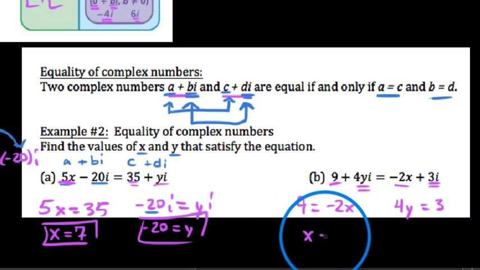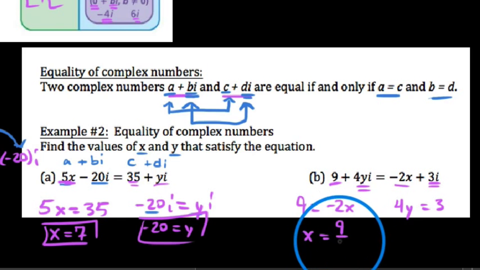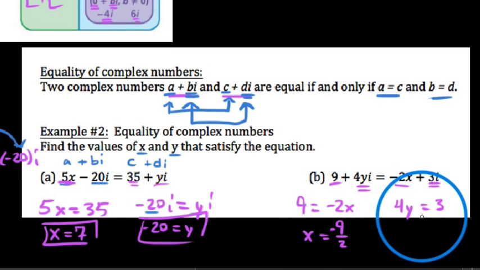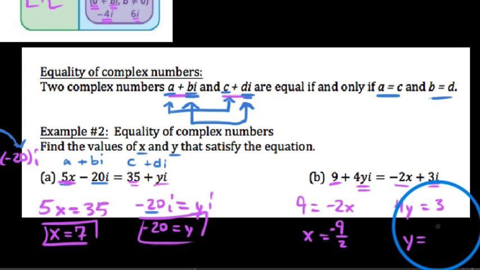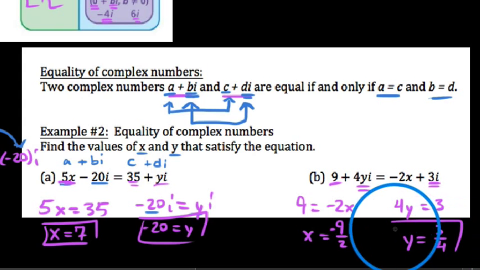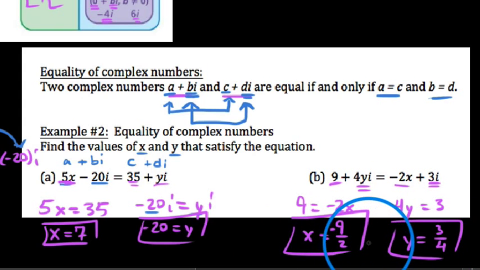So it follows that in this case, x is equal to negative 9 halves. And over here, if we divide both sides by 4, we get y is equal to a positive 3/4. And those would be those parts of those two complex numbers.